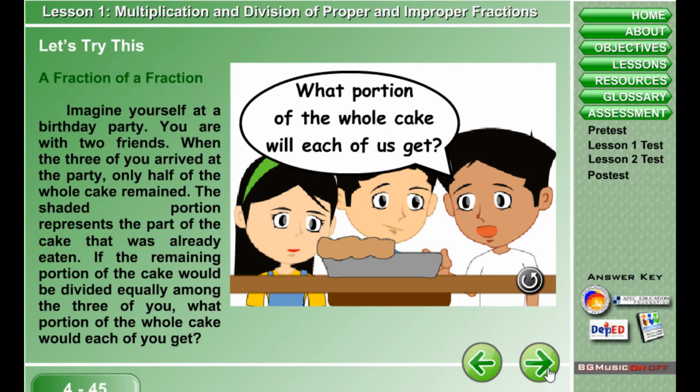The shaded portion below represents the part of the cake that was already eaten. If the remaining portion of the cake would be divided equally among the 3 of you, what portion of the whole cake would you get?